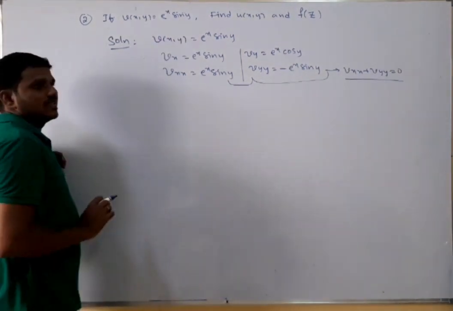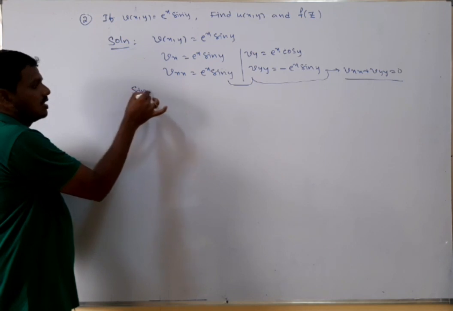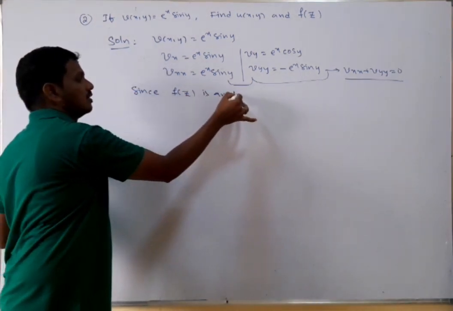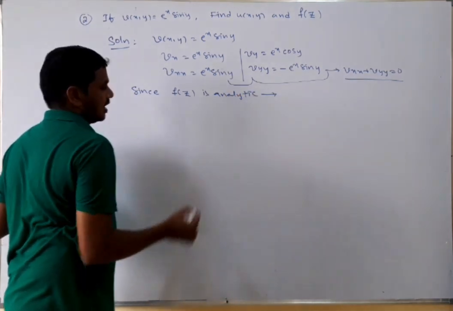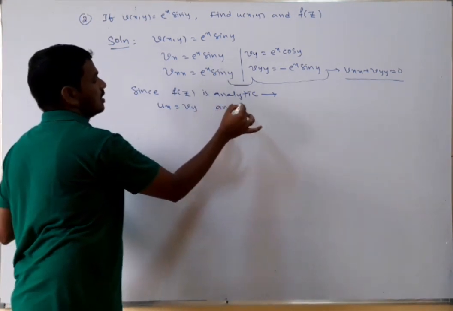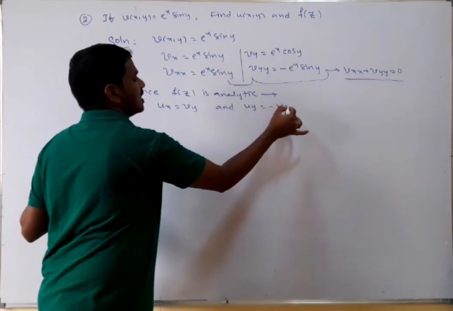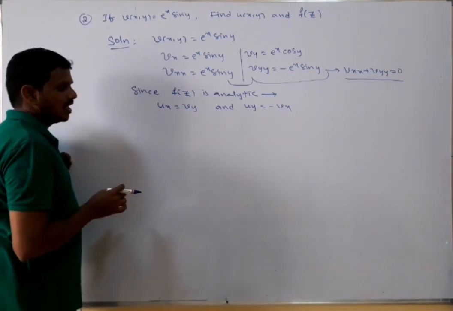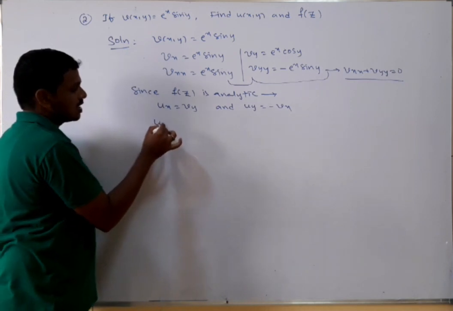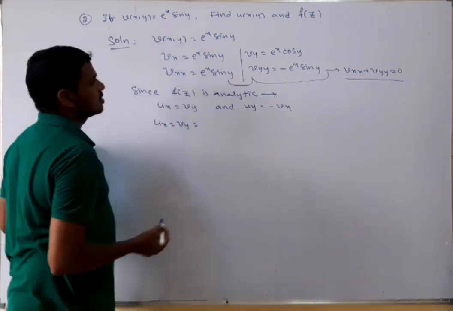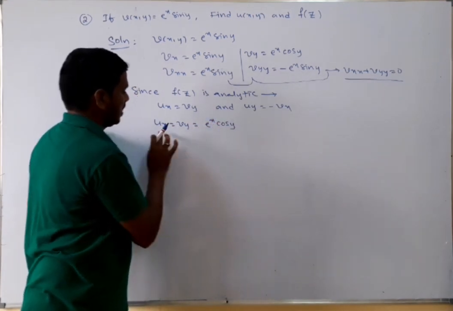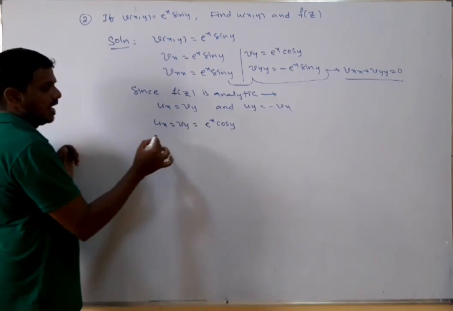And given that f of z is analytic, since f of z is analytic, it satisfies the CR equations: ux is equal to vy and uy is equal to minus vx. Now I am going to concentrate on what? Here from the given v, we are going to find ux, right? Ux is equal to vy, which is e to the power of x cos y. Okay, ux is equal to e to the power of x into cos y.